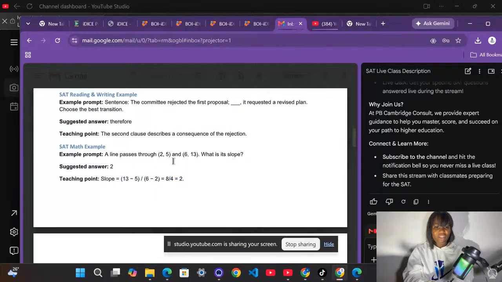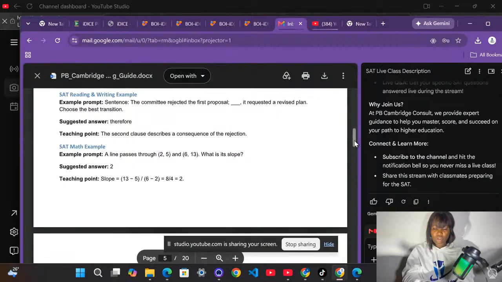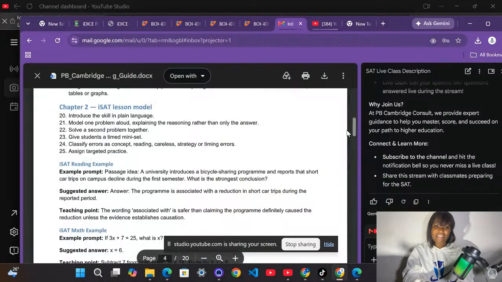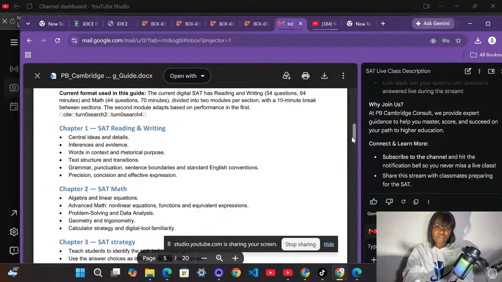So 13y minus 5y, that's going to give you 8y. 6x minus 2x is going to give you 4x. So we have 8 divided by 4, which is going to give us 2. So the slope of this coordinate, of this axis, is 2. This is a typical example of what the SAT actually looks like.